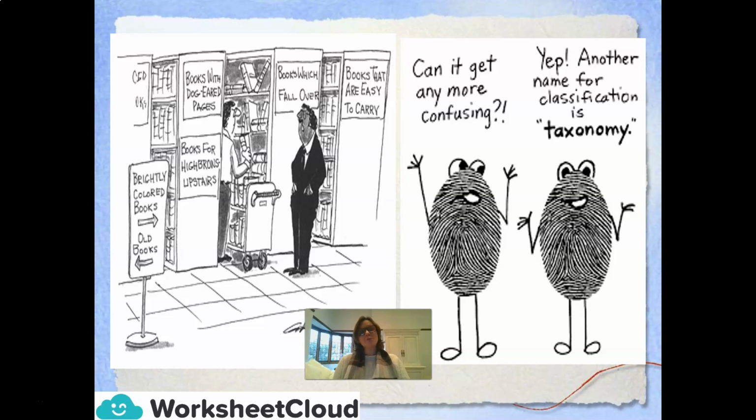So that is why we use the Dewey classification system in our libraries at school, so we can easily classify into fiction, non-fiction, as well as into all the different authors. So now you understand why classification is so important. It keeps us organized and it groups everything. And over here, just to add to your day, can it get any more confusing? Yep. Another name for classification, just to remind you, is taxonomy.